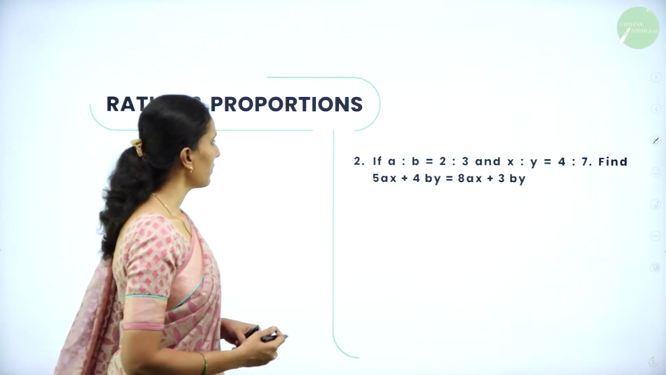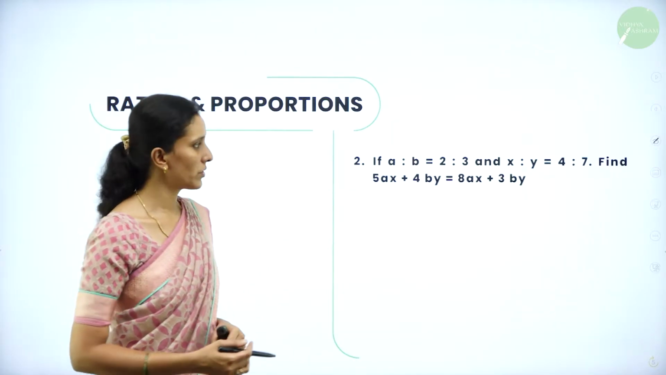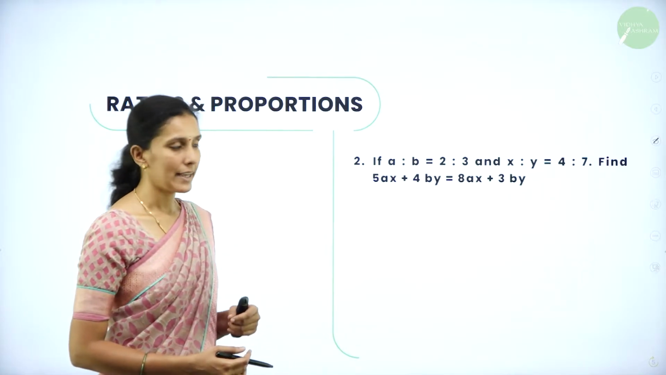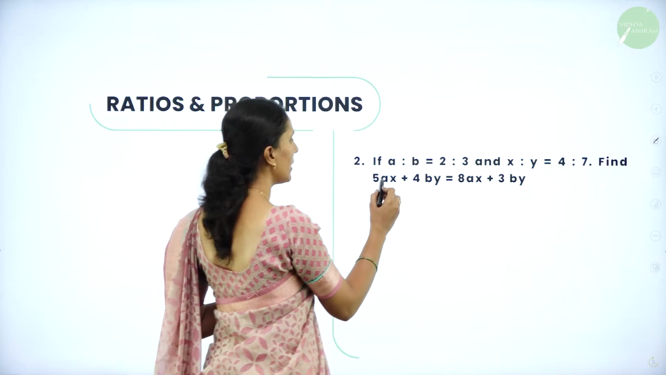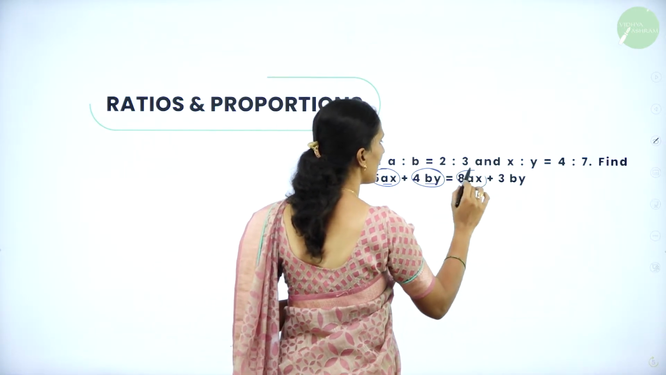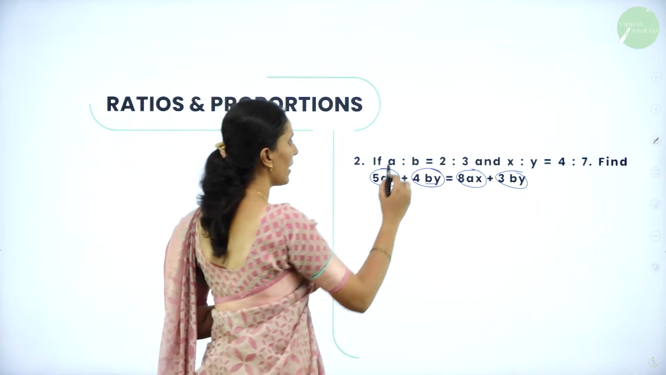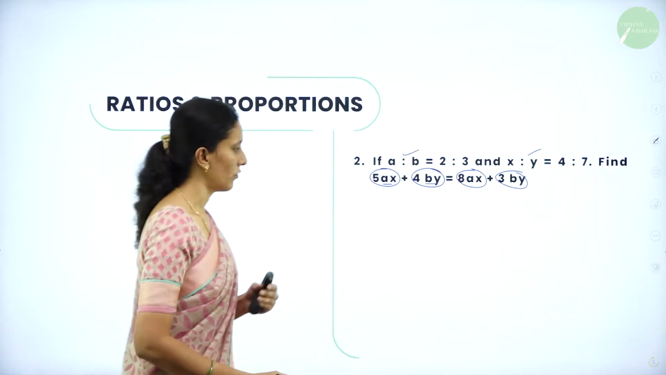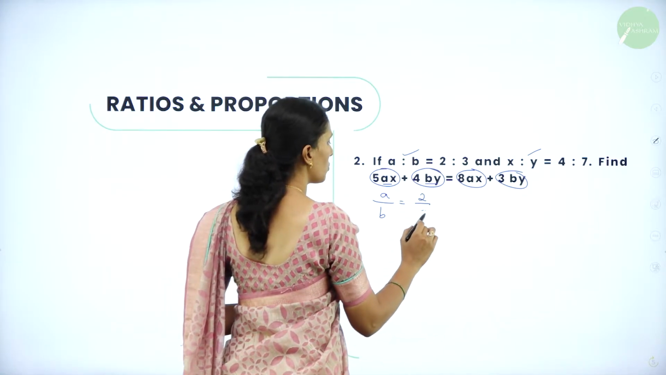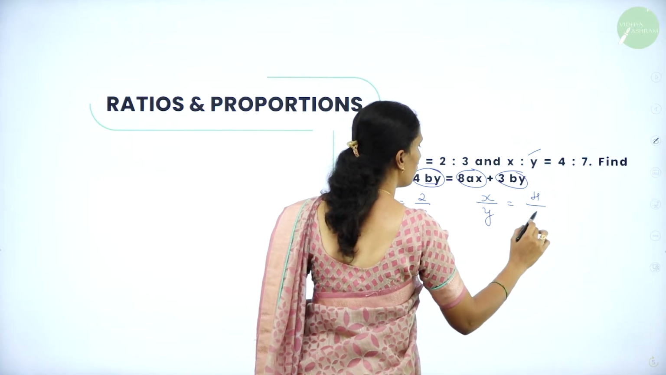Next I have, if a is to b is equal to 2 is to 3 and x is to y is equal to 4 is to 7, find 5ax plus 4by divided by 8ax plus 3by. So I need ax, by, along with that 5ax plus 4by, 8ax plus 3by. We'll apply the same method as the previous one. First let me write the given ratio in the fraction form. So a is to b means a by b, which is equal to 2 by 3, and x is to y is x by y, which is equal to 4 by 7.